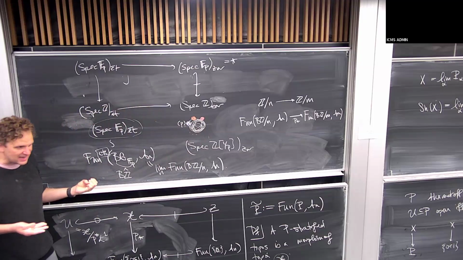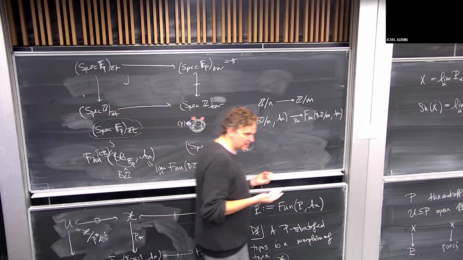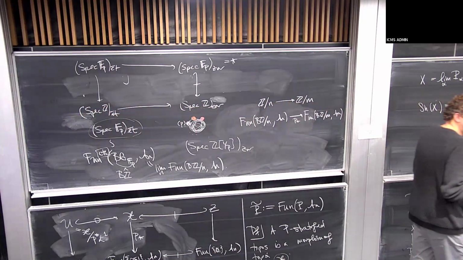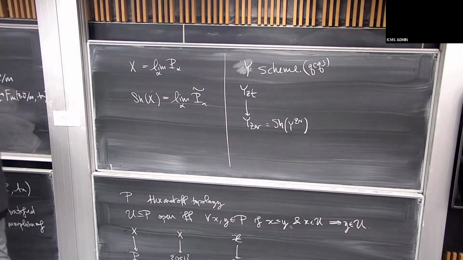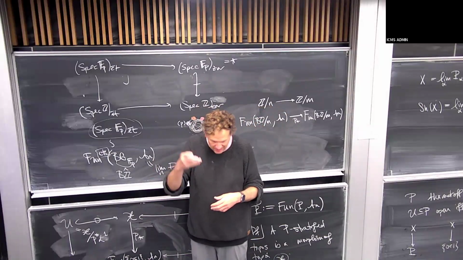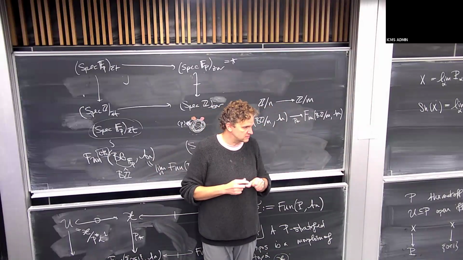Well, what is that? That's going to be the étale topos of Spec Q. Which means that I'm going to be looking at continuous functions from the classifying space B of the absolute Galois group of Q into spaces.